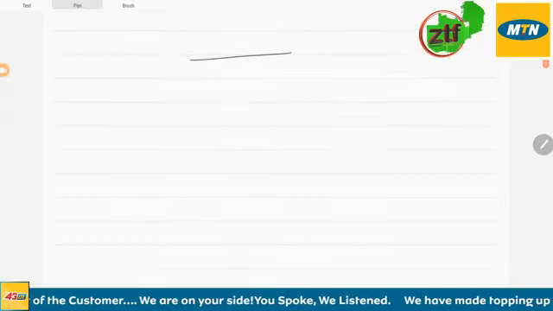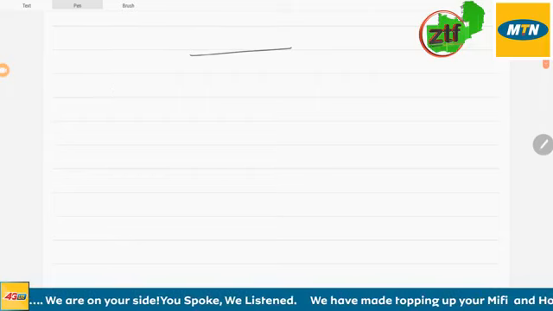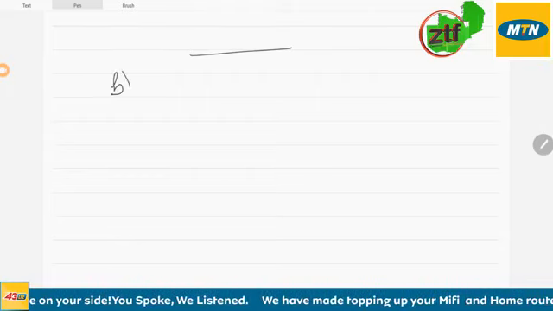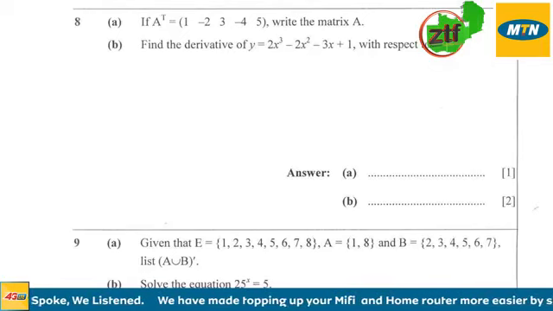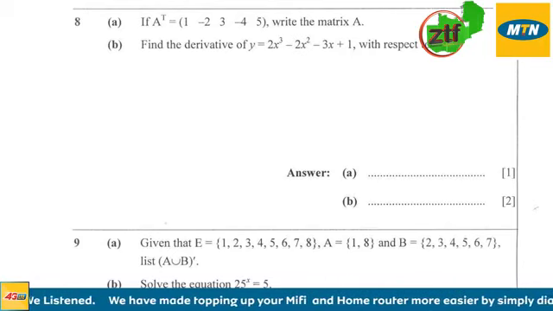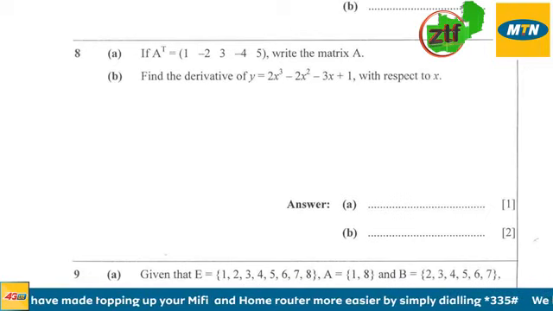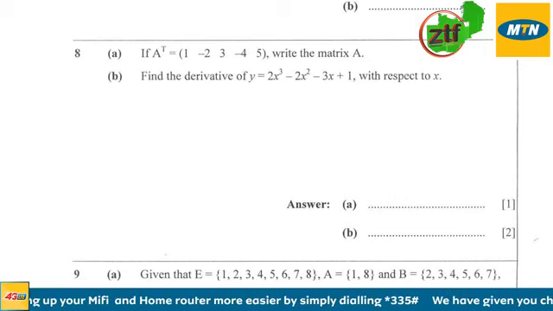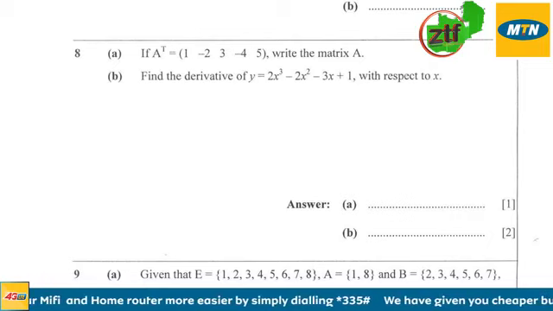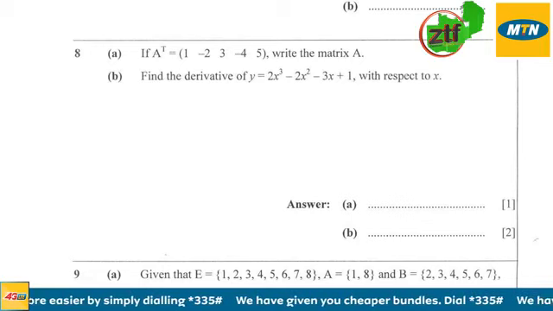Right, so we move on to another question, which is question part B. Question part B is also interesting. Question 8B is on calculus. Whenever we talk of calculus, a number of students out there feel, what animal are these people talking about? What is this calculus and all that stuff? They are saying, find the derivative of y equals 2x cubed minus 2x squared minus 3x plus 1.